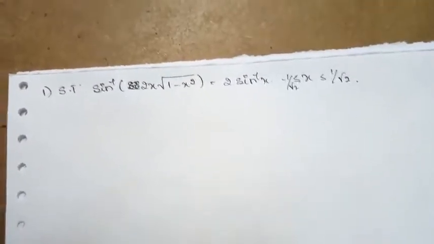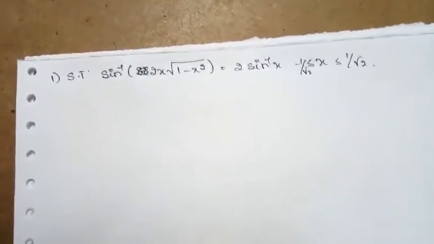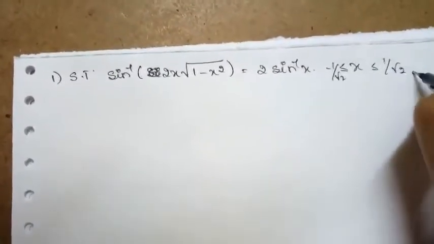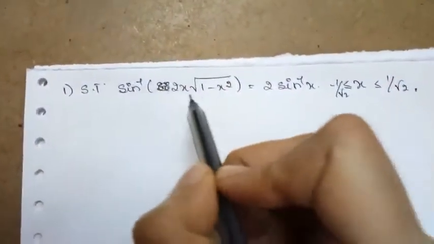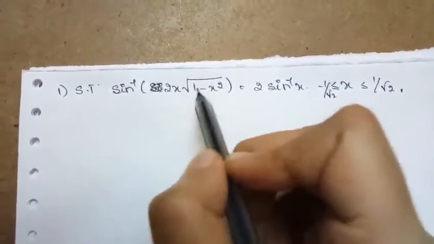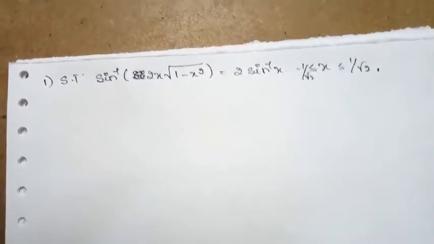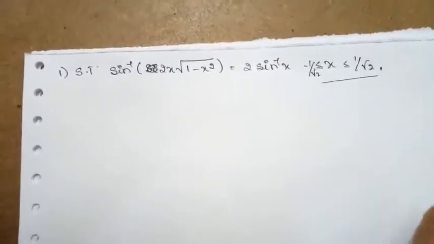So now let us solve some of the problems based upon these properties, or how to solve these inverse trigonometric problems. So the first question is sine inverse of 2x square root of 1 minus x square is equal to 2 sine inverse of x, when x is varying within this range.